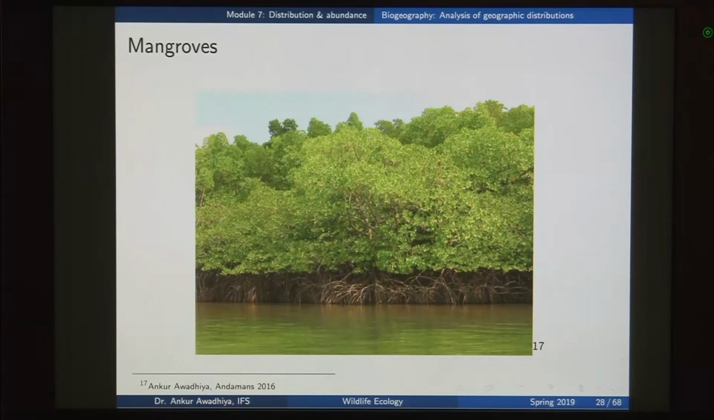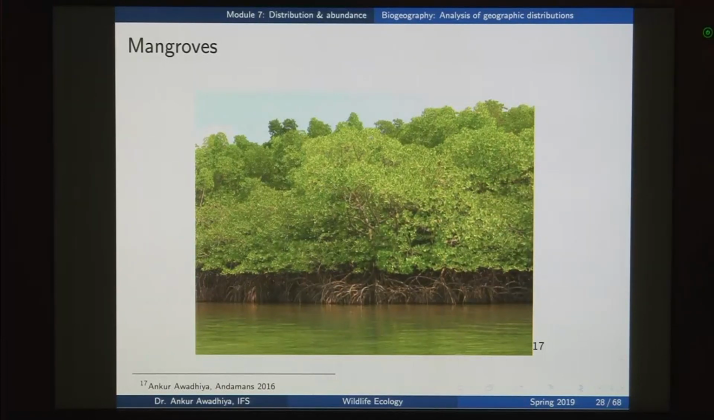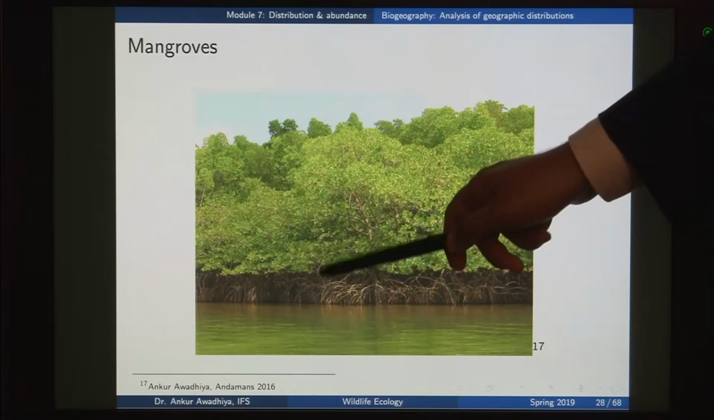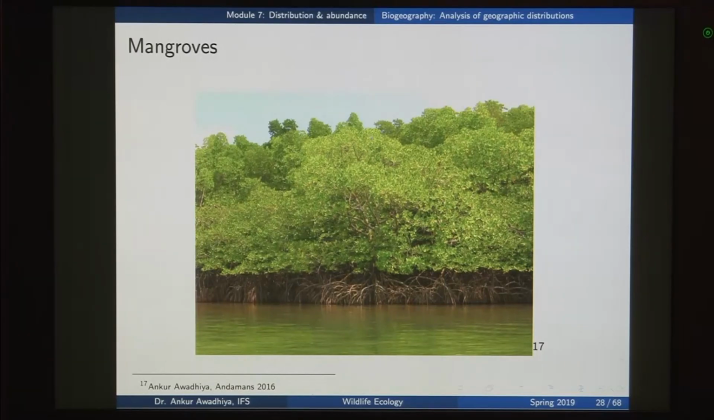Now, if you have a large population of fishes in this area, that would also support a number of birds, fish-eating birds or piscivorous birds. And once you have the piscivorous birds, you will also have a large amount of droppings near these mangroves, which will then further support the growth of these mangrove trees. So there is a complete ecosystem that you will find in these areas.